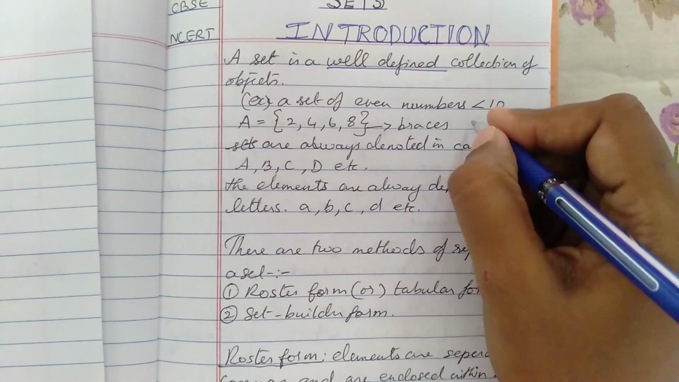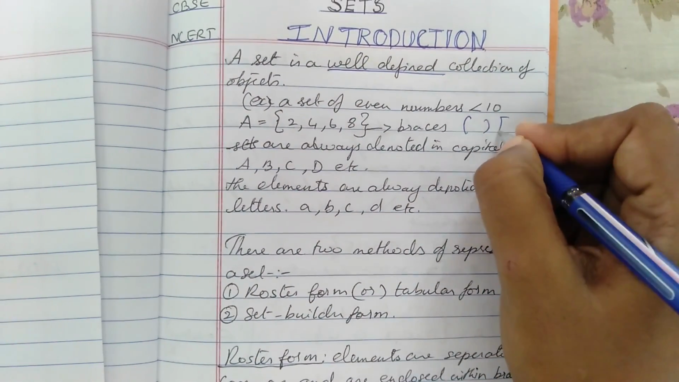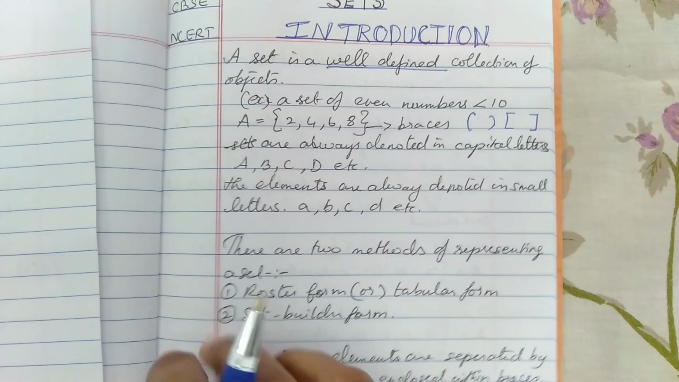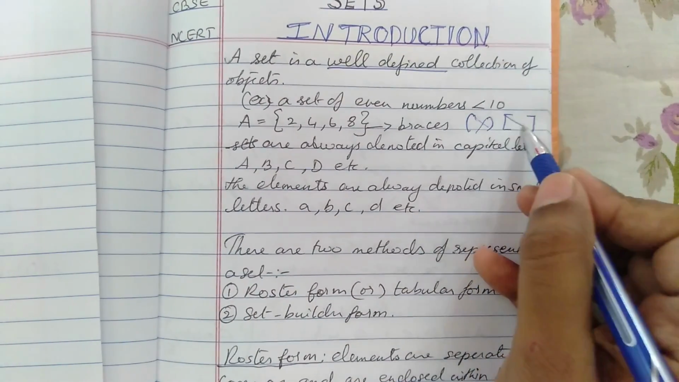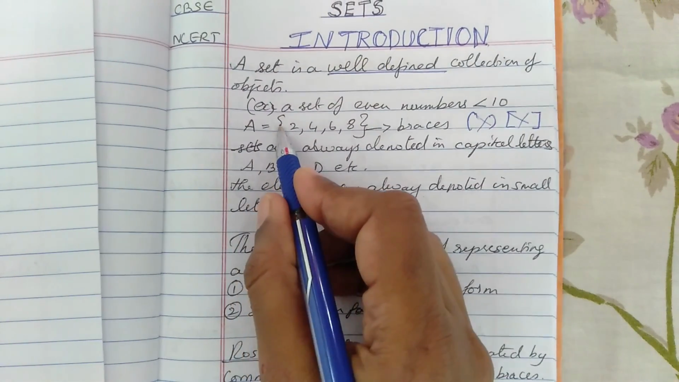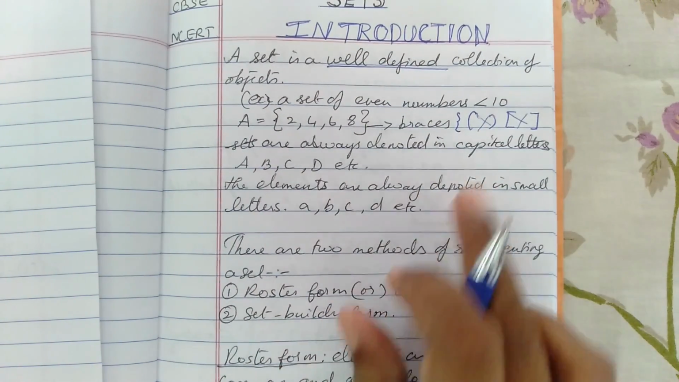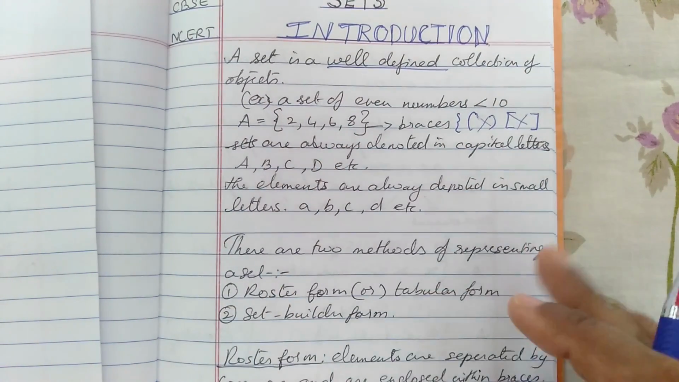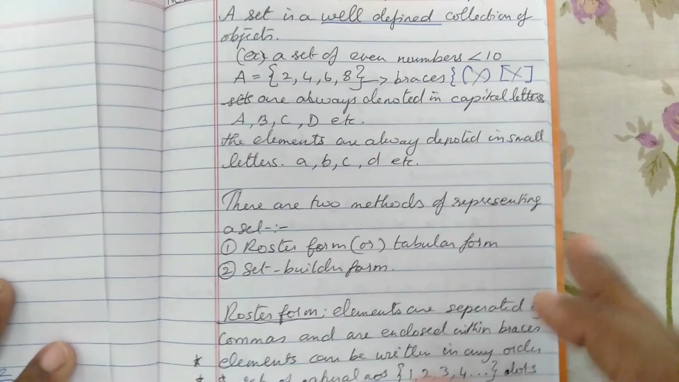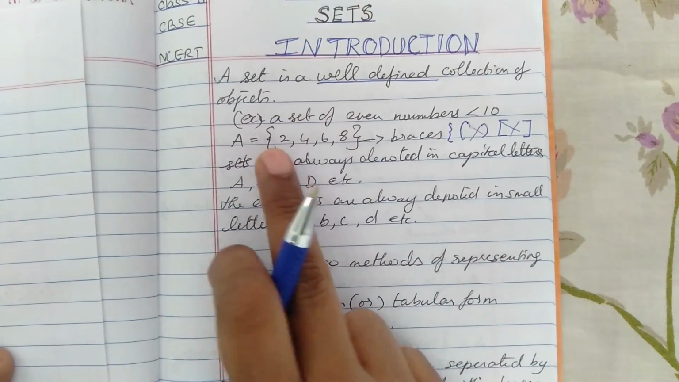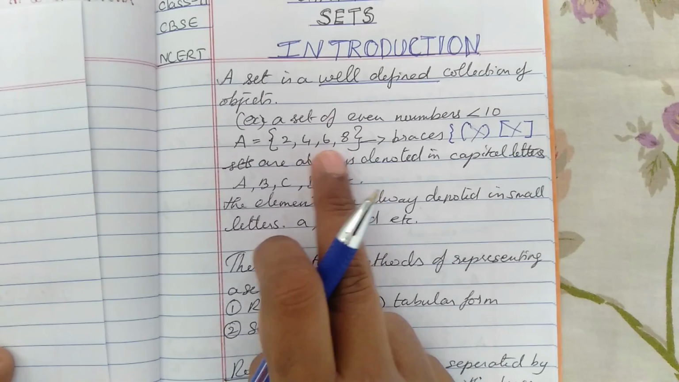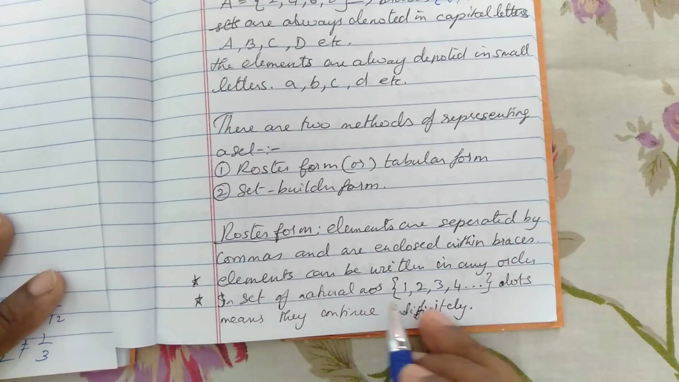You cannot write this bracket or this square bracket. You should not be using any of these. You will be writing only these kind of brackets. You know how to write this, no? This is how you will be drawing this bracket. So this will be enclosed in these brackets, and then each element inside this will be separated using a comma.